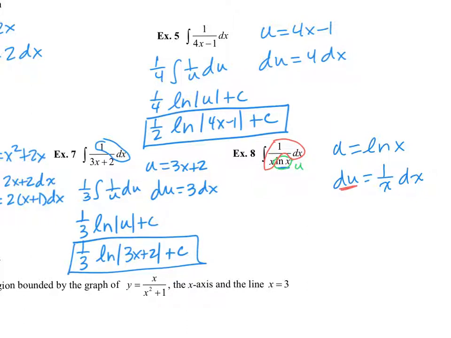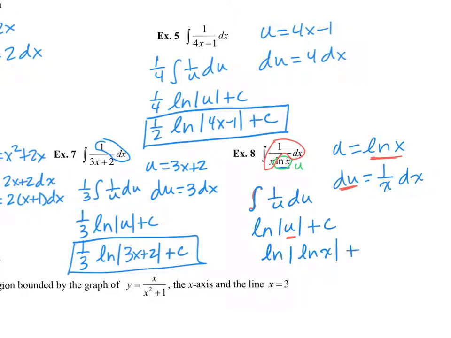So we can rewrite this whole integral then as the integral of 1 over u du, which, using our log rule for integration, is just the natural log of the absolute value of u plus c. And so now when we go back and back substitute, replace u with what's equal to, natural log of x, our final answer will be the natural log of the absolute value of the natural log of x plus c.